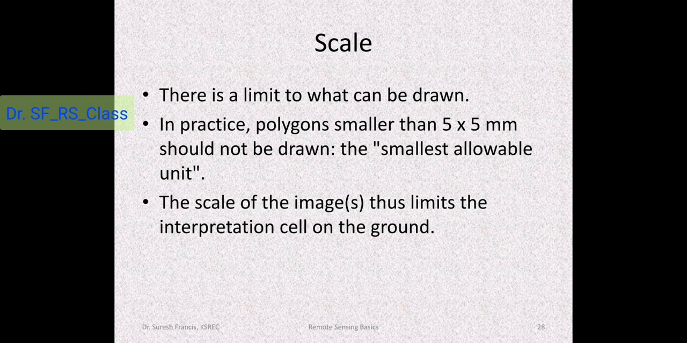That is 5 millimeter by 5 millimeter. That is around where the total resolution, if it is 1 is to 50,000, then 1 centimeter equals 0.5 kilometers. That means 500 meters. And if you are going by 5 millimeter by 5 millimeter, you will have 250 meter by 250 meter grid. Less than that, you will not be interpreting. And the smallest allowable unit will be 5 millimeter into 5 millimeter.